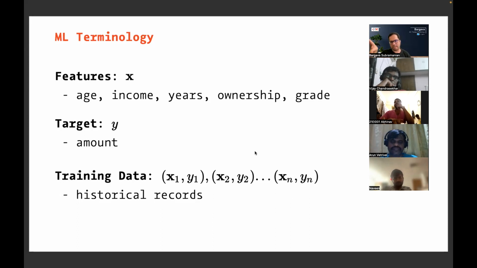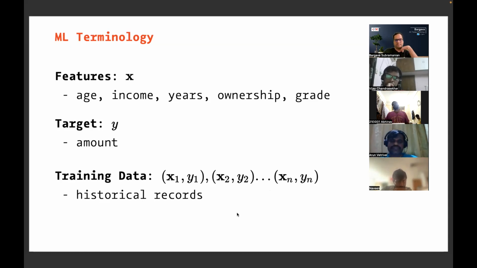Nomenclature: if you have many features, then you would use a capital X. Target is always one, so it's going to be a small y. So x1, x2 is a vector, is it? X1 is a vector. Yeah, x1, x2, x3, each one of them is a vector, right? Y1, Y2 will all be scalar. Yes. And together, it's a tuple, right?